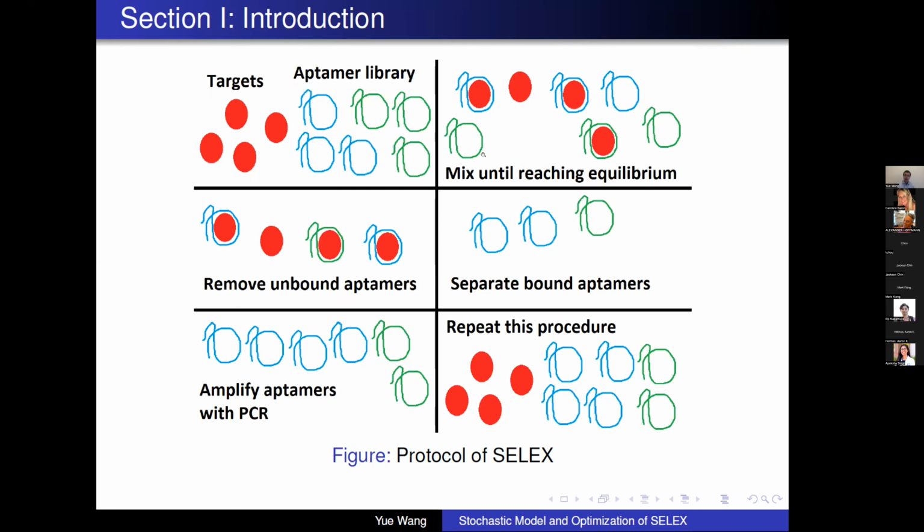After that, we remove those unbound aptamers. And for those targets and bound aptamers, we separate them to get those formerly bound aptamers. And we can see that the proportion of blue ones is higher than the initial proportion. And the last step of this round of SELEX is to amplify such aptamers with PCR. And we can repeat this procedure to further increase the proportion of the aptamers with higher affinities.